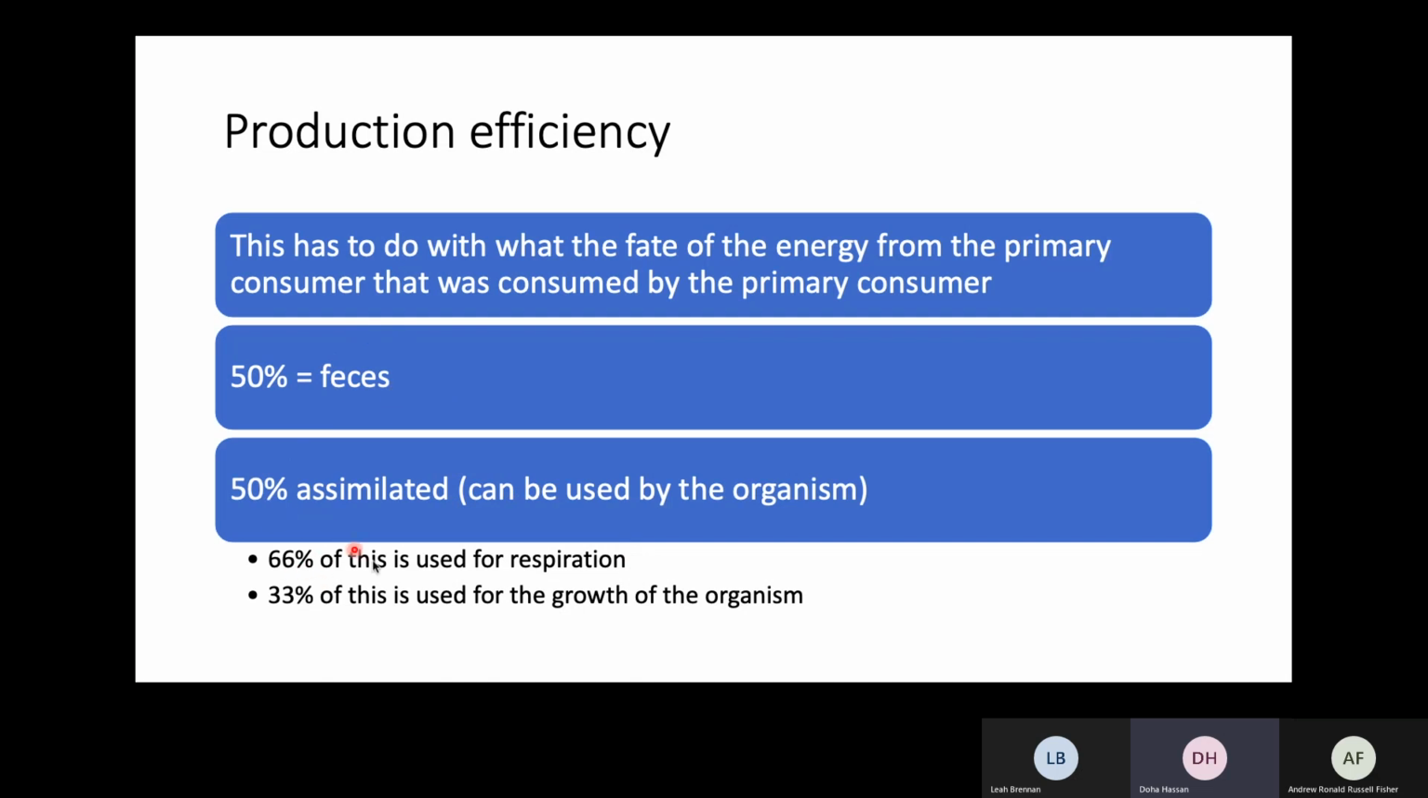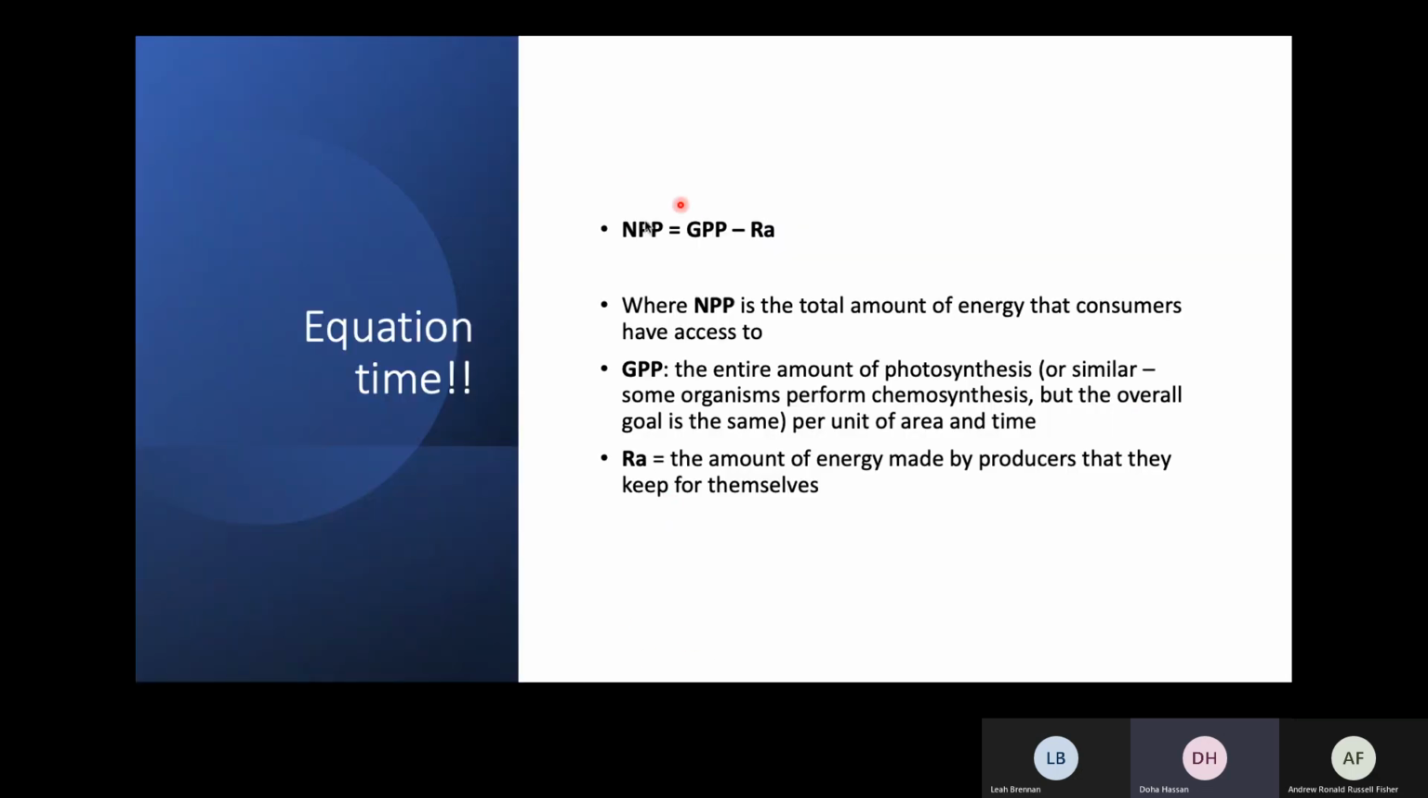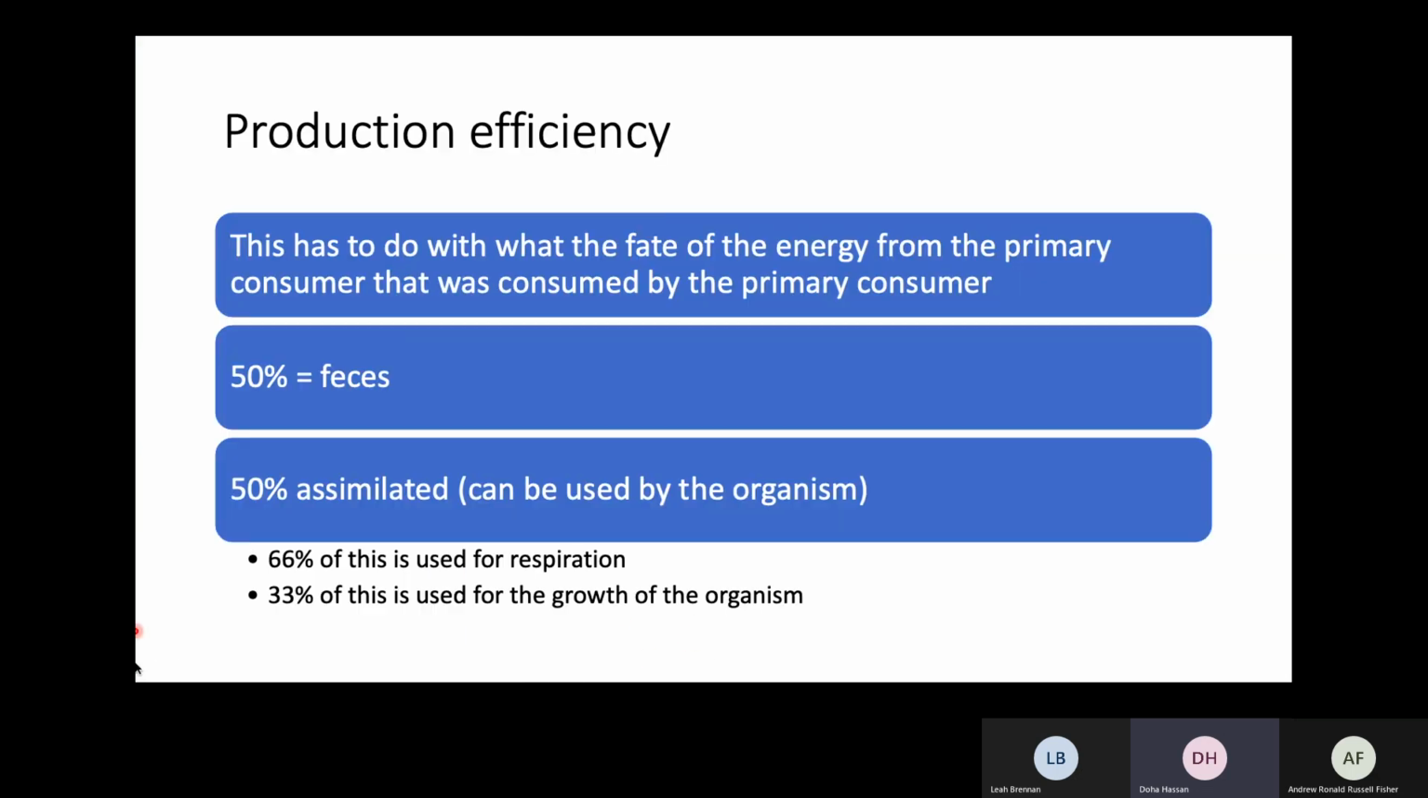Now, 66% of this 50% is used for cellular respiration. And that makes sense as well because you would need that energy for that. But 33% of the 50% is used for actual growth of the organism. So you can see that a very, very small amount of the energy that's available in that MPP is actually being used for the growth of the organism, and that is what production efficiency is. So in this case, production efficiency would be 33%.